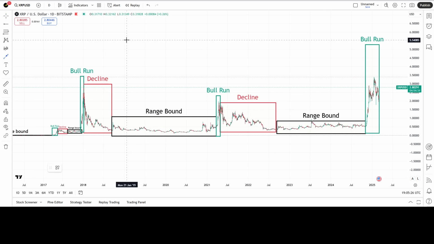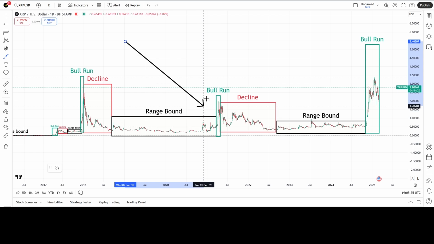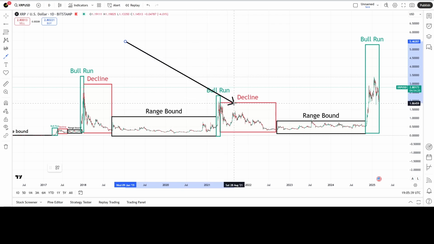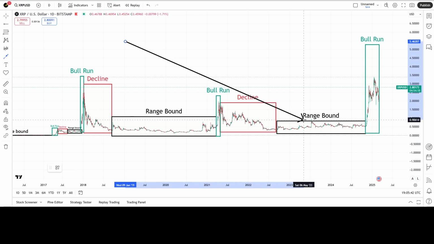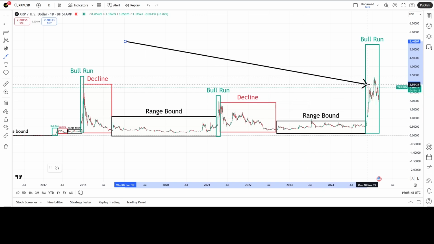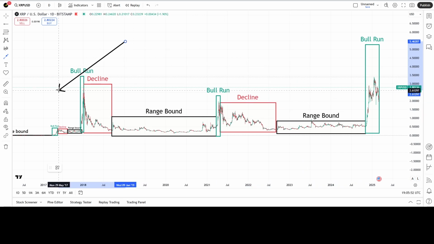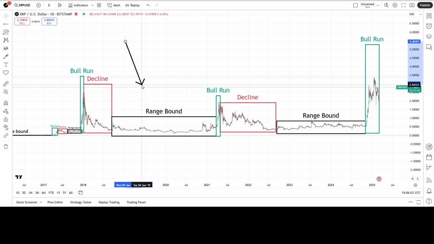Okay, so to begin with, we need to first understand that XRP has a macro repetitive structure. As I point out in many of my videos, these structures include range-bound times, bull runs, and declines. It's these three parts of the chart that repeat over and over again. So we have another range-bound time here, and we are currently working through a bull run. If you went back in time, you would see that these three same structures play out over and over again on the chart.